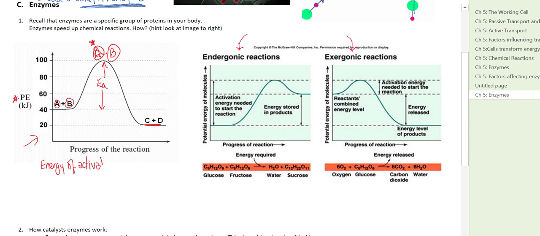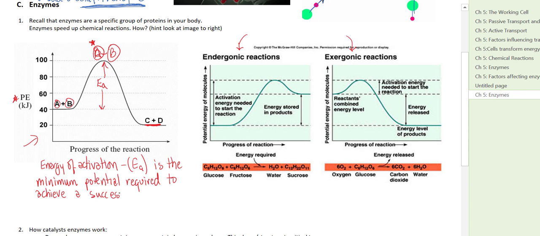Okay, and energy of activation, abbreviated as EA, is the minimum potential energy required to achieve a successful collision. Sorry, I spelled that wrong, one L.